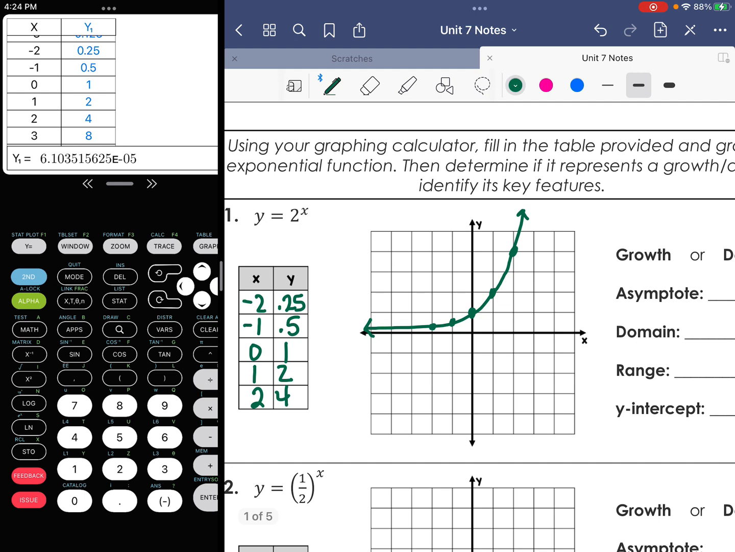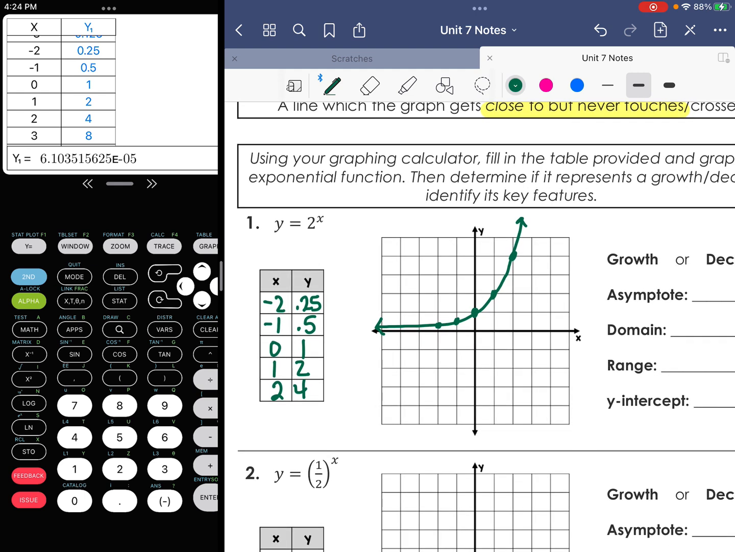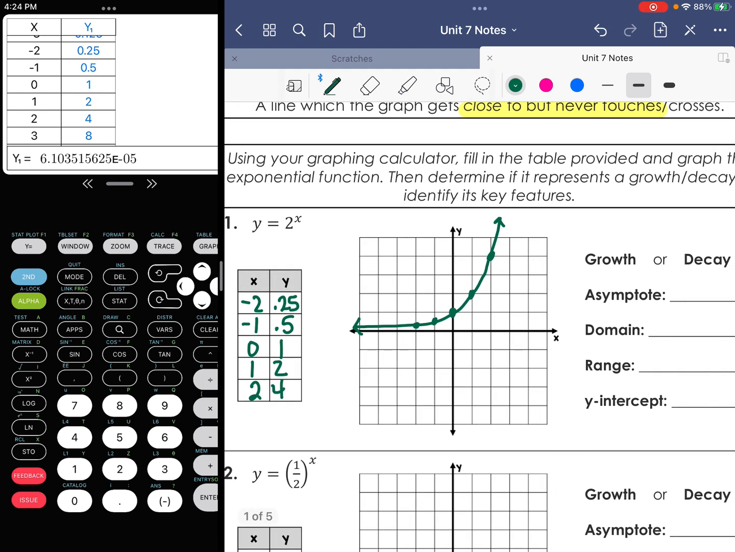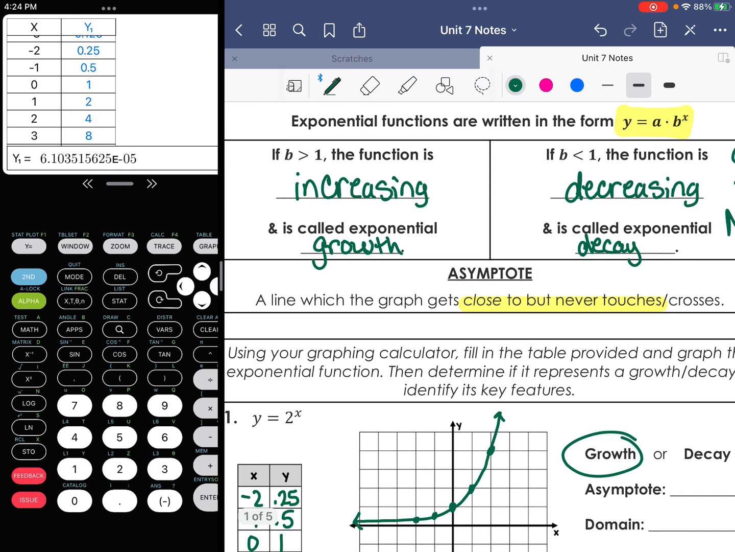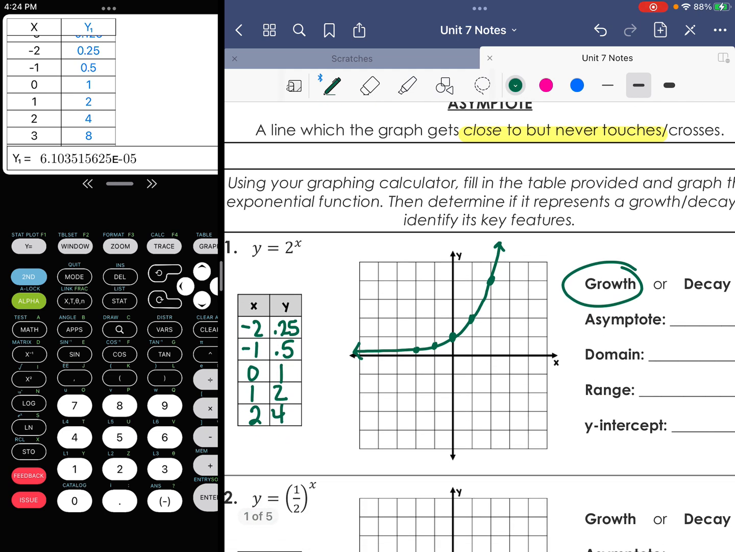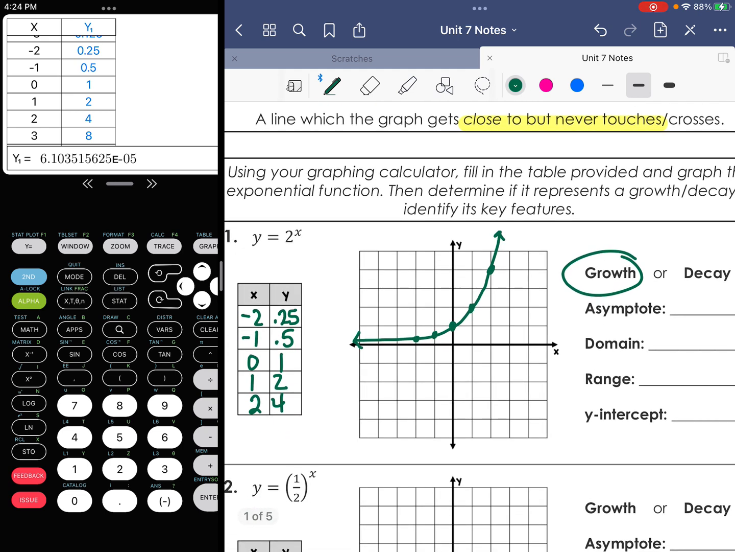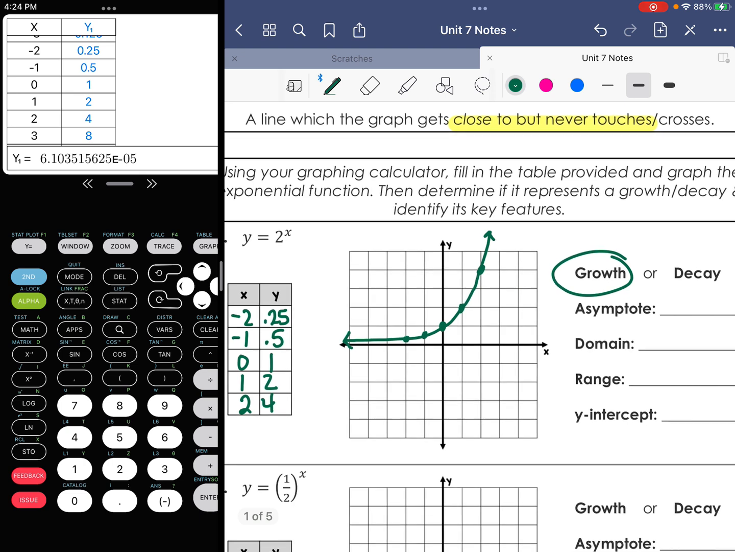So we can answer these questions about this. Of course, we could answer that this is growth without even seeing the graph. Obviously, the graph shows us that it is growing, but because b was greater than 1, then we know also that it's growth. The asymptote, again, is that boundary, and so you can see that boundary happening right here where y equals 0, and so that's how we write our asymptote.